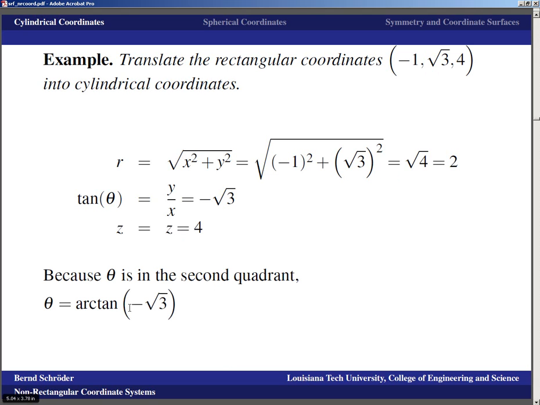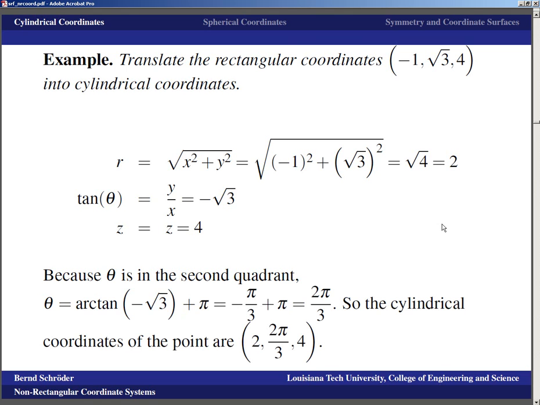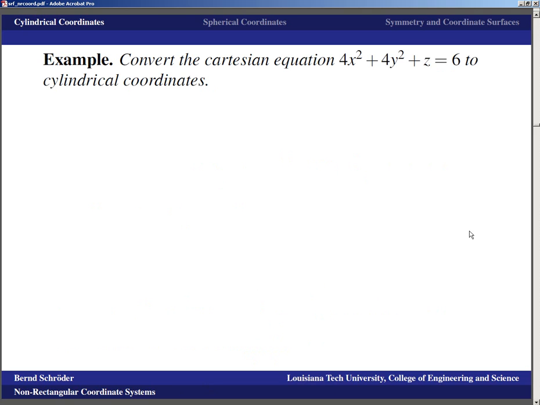Because theta is in the second quadrant, theta is not just the arctangent of negative root 3, but it's actually the arctangent of negative root 3 plus pi, and that ends up being negative pi thirds plus pi, which is 2 pi thirds. That also makes sense because if you visualize that angle, it sticks out into the second quadrant. And that means that the cylindrical coordinates are 2, 2 pi over 3, and 4, and that's already the whole translation.